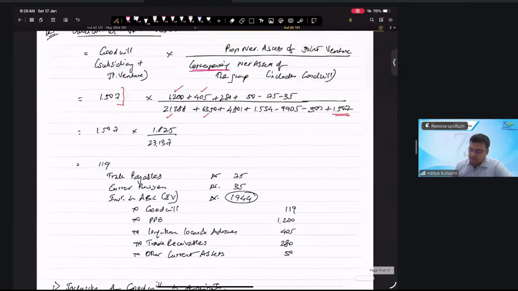Now look at your working. 1200 is the property plant equipment of the joint venture. Correct? Correct. 21,288 pertains to the group. Correct? Correct. Group means parent plus subsidiary plus joint venture. Correct? Yes. But goodwill cannot arise from parent's own assets. Yes or no? Yes.